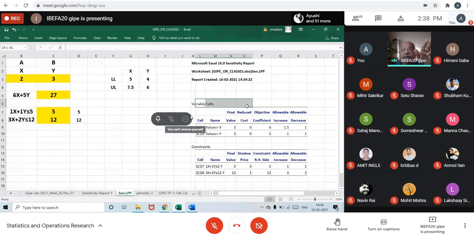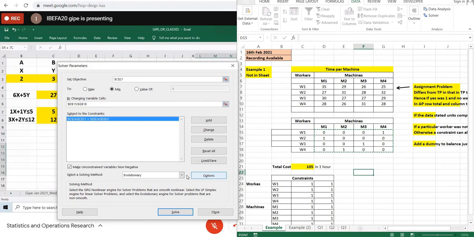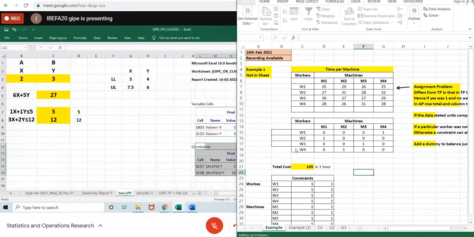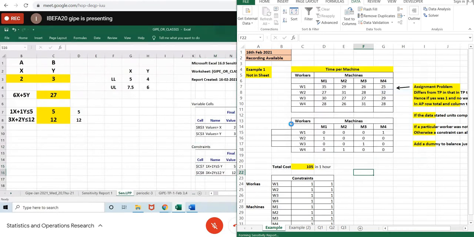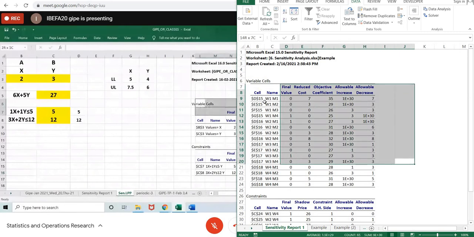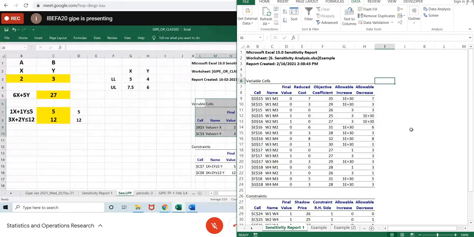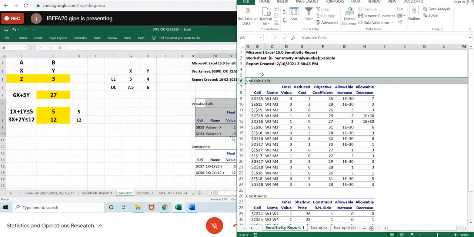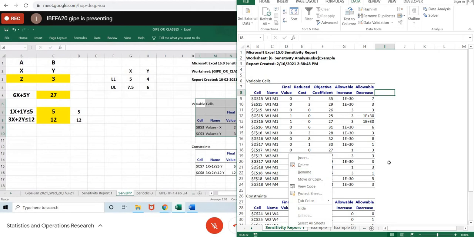We have two tables, one for variable and one for constraint. First, I will explain the variable table. The answers 2 and 3 will be there. For the moment, there is no reduction in the cost. Objective coefficients are profit 6 and 5.